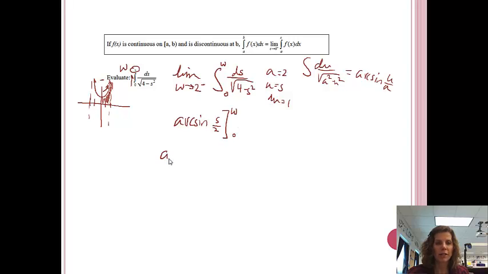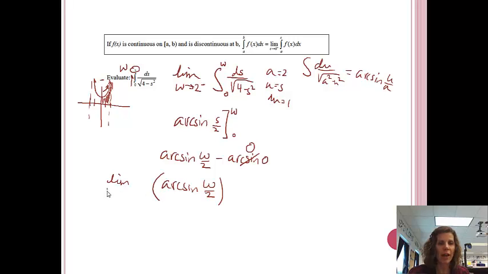So if I plug in w, I'm going to get arc sine of w over 2 minus arc sine of 0. Okay, I can simplify this further because the arc sine of 0 is asking yourself the question, where does the sine value equal 0? And that would be at 0. And so we actually don't need that in here, so my answer is going to be arc sine of w over 2. So I now have that as simplified as I possibly can. So now I need to find the limit of that as my w approaches 2 from the left side.